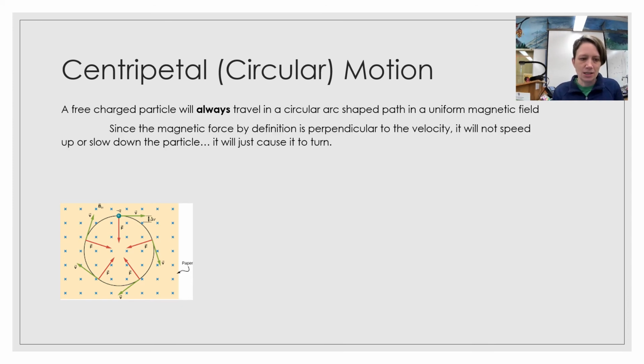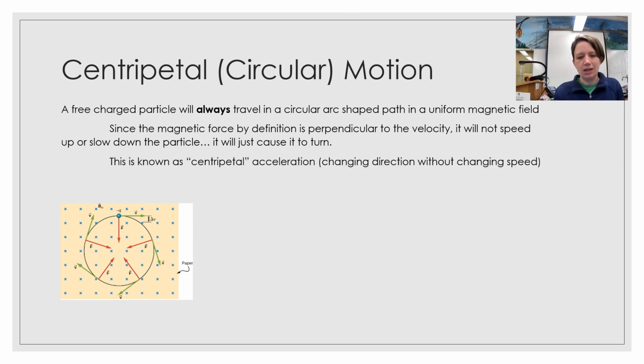The reason that it does this is because, as we just discovered with the right-hand rule, magnetic force by definition is always perpendicular to the velocity. It's not going to speed the thing up or slow it down. You'd have to be pushing in the direction it's moving or counter to the direction it's moving to speed it up or slow it down. Pushing or pulling sideways to the motion only causes an object to turn. This turning of objects without speeding up or slowing them down is called centripetal motion, and it is an acceleration because the velocity vector is changing. Even though the magnitude is not changing, the direction of the velocity is changing.